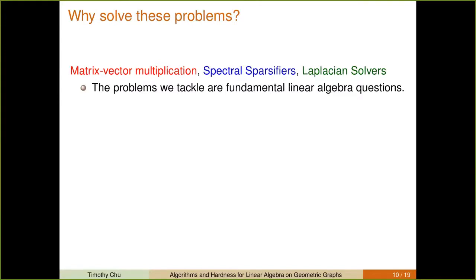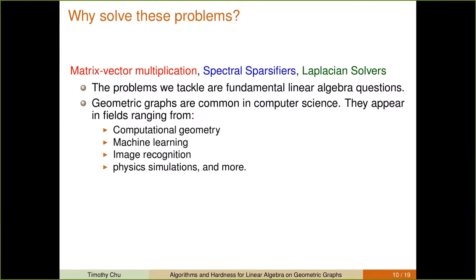So let me briefly get into the second key point of this talk, which is why we want to solve these questions. And the 3 questions are matrix-vector multiplication, when the matrix comes from the k-graph, spectral sparsifiers of the k-graph, and solving a Laplacian system where the Laplacian matrix is generated from our k-graph. Well, these 3 problems are fundamental linear algebra questions. These are probably the most basic questions you could ask within linear algebra on graphs or spectral graph theory.